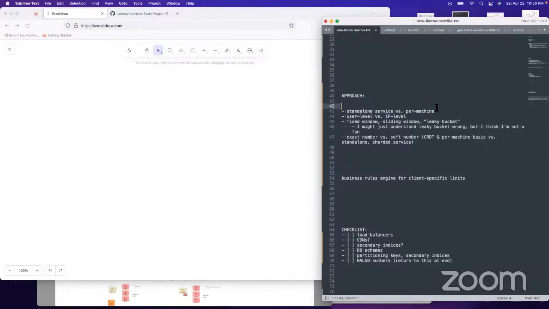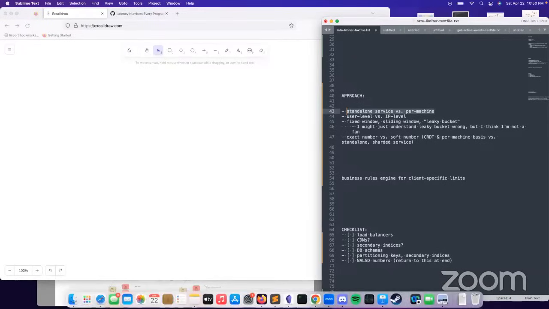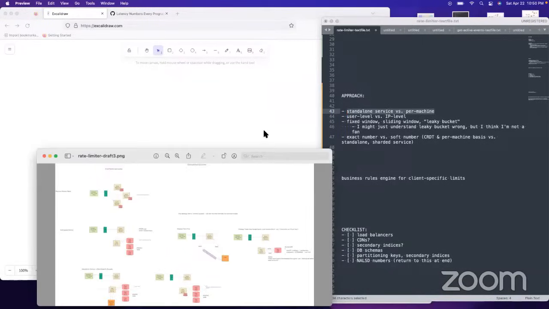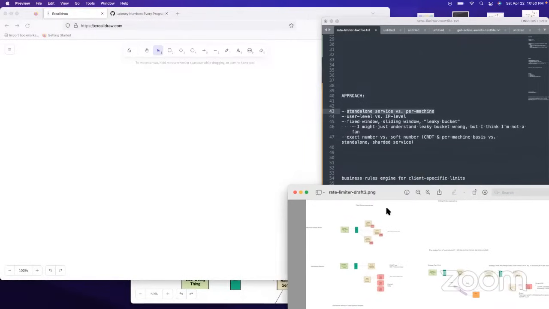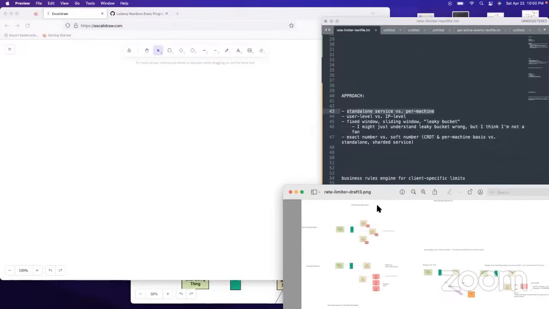So the first difference I want to cover here is standalone service versus the per machine approach. I'm probably going to have this cover pulled up a little bit as I'm going through it, just to make sure that I totally cover everything.